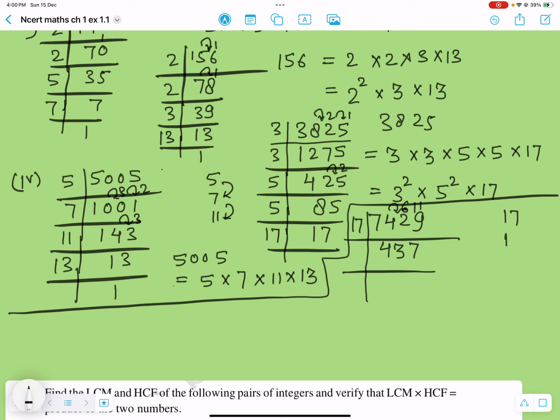So the next number in the prime sequence is 19. So let's try it with 19. So 19 2s are 38, and 38 5 goes here, and 19 3s are 57.